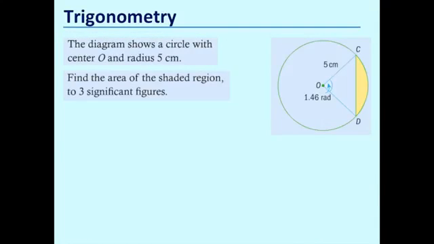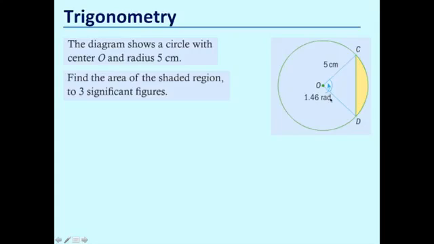Another question here then. The diagram shows a circle with center O and radius 5 centimeters. Find the area of the shaded region to 3 significant figures. So this is the shaded region here. How are we going to do that? Well, I'll give you a couple of minutes to try it, and then I'll talk you through it.